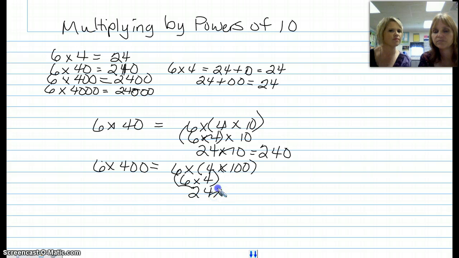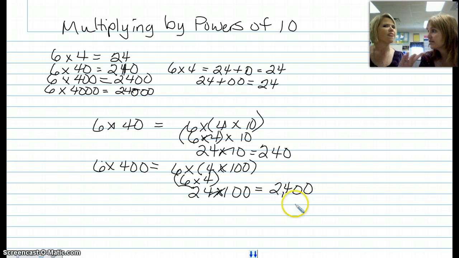Oop, this pen is not working. Times 100. If I have 24 groups of 100, that goes back to place value, my place value cups, right? If I have 24 groups of 100, that'd be 2,400. That's where adding 2 zeros comes from: multiplying by the 100.